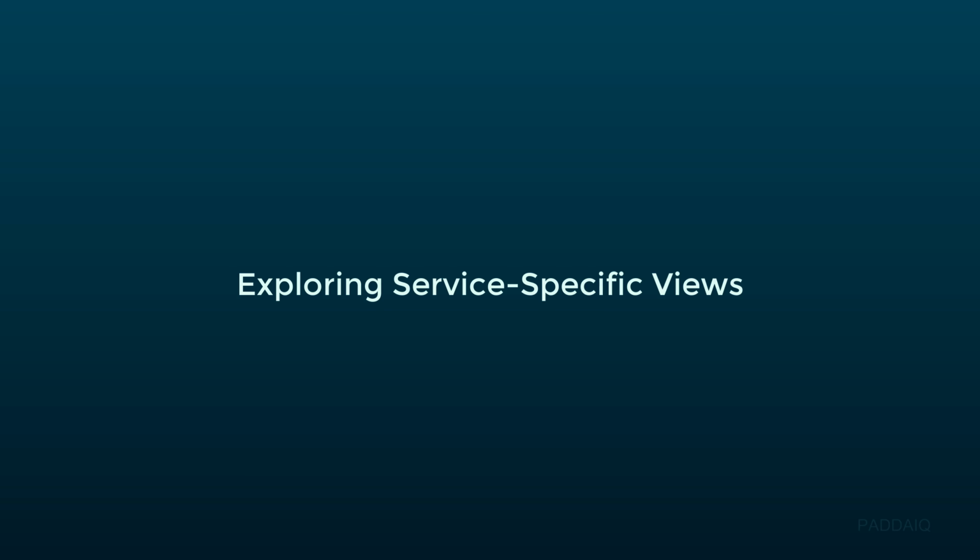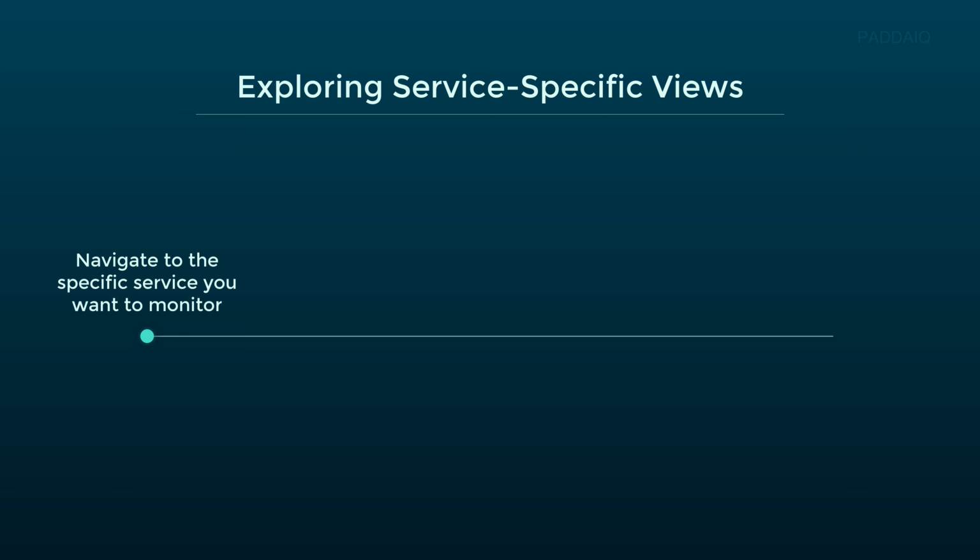Exploring service-specific views. Navigate to the specific service you want to monitor. This means you select the exact BTP service from your list to access its dedicated monitoring view. For example, if you need to check your SAP HANA Cloud database, you find and click on it directly. This focused approach lets you quickly see the health and performance of that individual service.